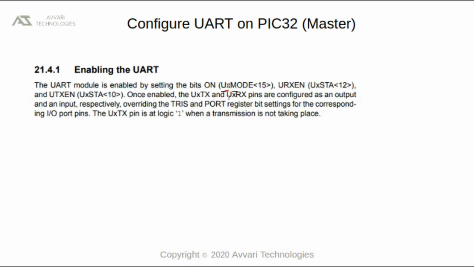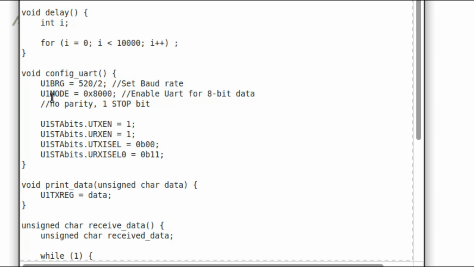Here X stands for the number. There are multiple UART pins present in the controller. I am using the first. Initially I am setting the baud rate. The baud rate table is given in the datasheet. You can read the datasheet for more information.